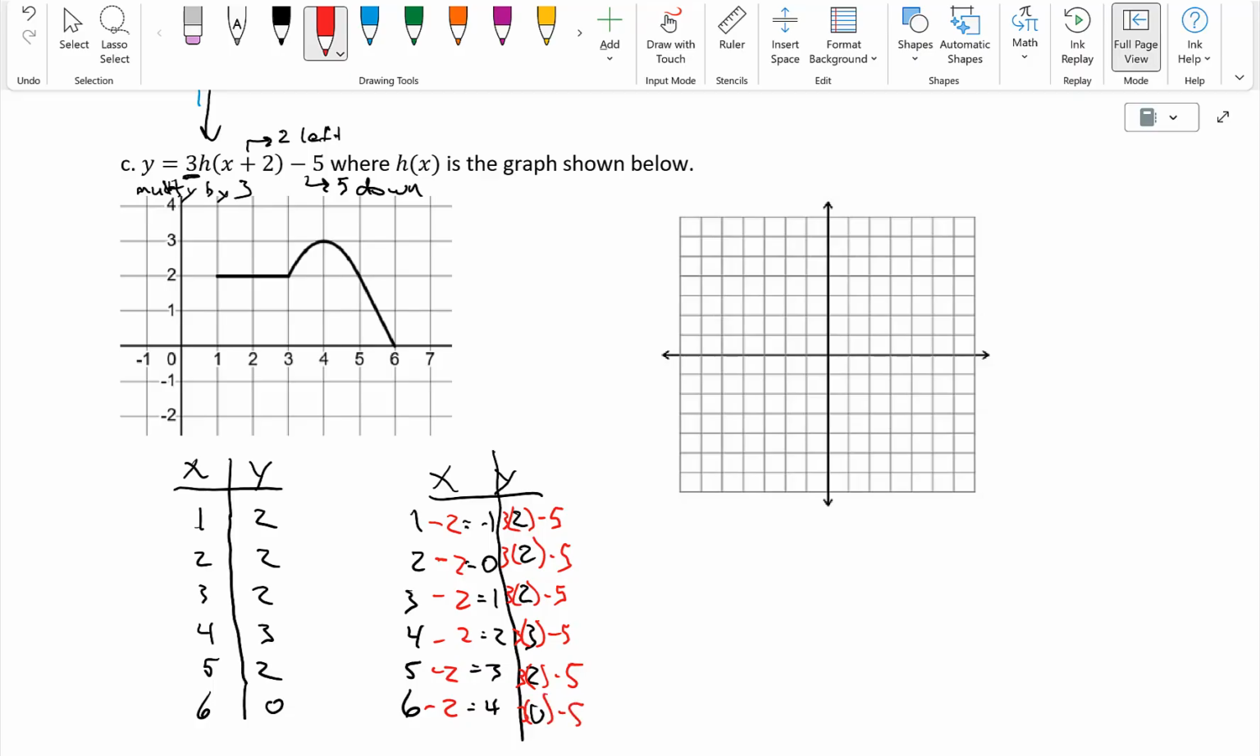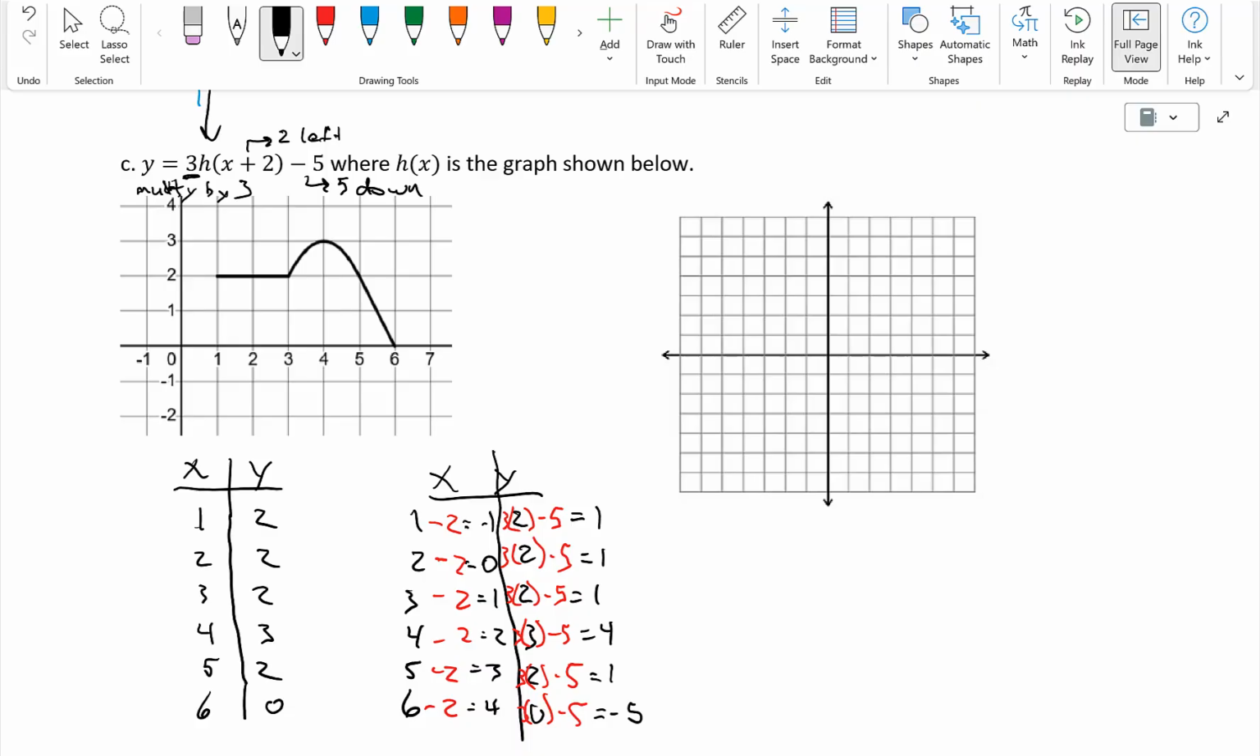So we'll get some new y coordinates of 1, 1, 1. There we get a 9 minus 5, 4. 6 minus 5 back to 1. And 0 minus 5, a negative 5. And we can plot those new points on our graph.